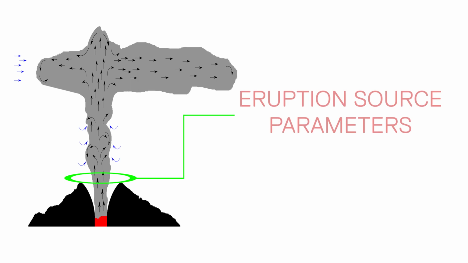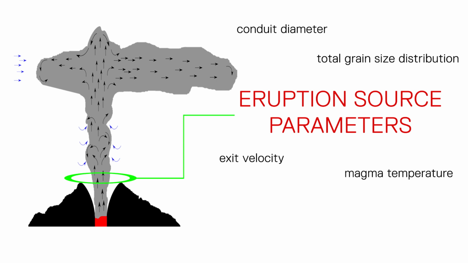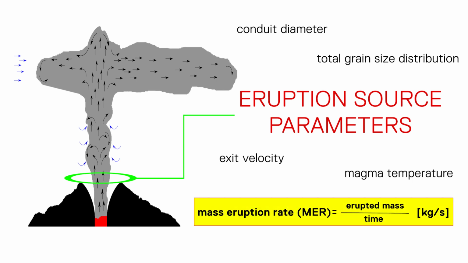What controls the evolution of a volcanic plume? What's important are the conditions at the source summarized as eruption source parameters. These include the total grain size distribution, the exit velocity and bulk temperature of the mixture, and the diameter of the conduit. A key eruption source parameter is the mass eruption rate, or MER, which quantifies the mass of volcanic material ejected per time and is given in kilograms per second.